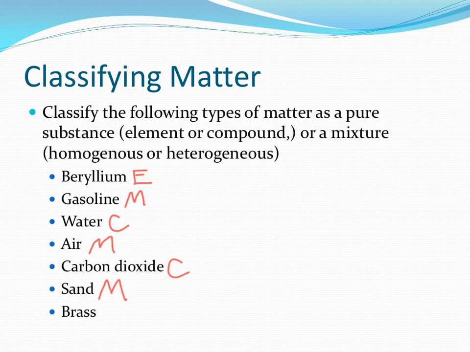So it's a homogeneous mixture. When you look at brass, you can't tell that it's made of different things. So it is also known as a solution. So therefore, this is a homogeneous mixture. And that's it.